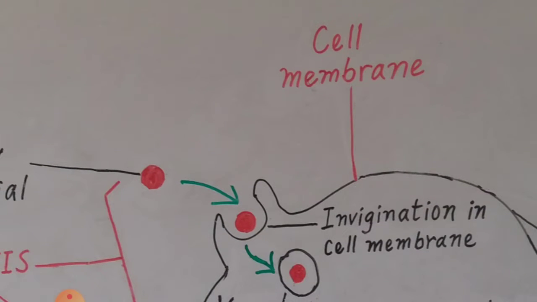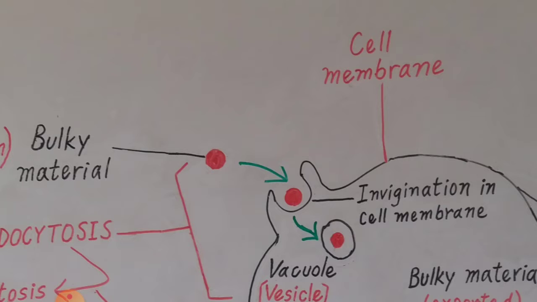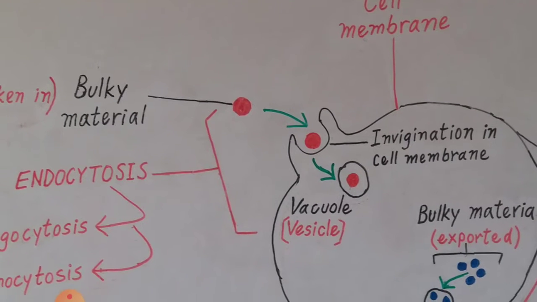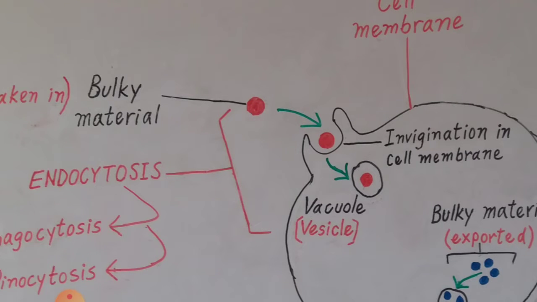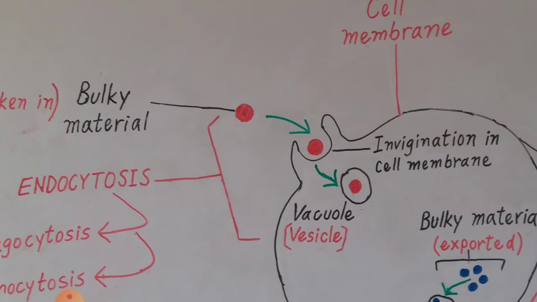See here, the cell membrane is invaginated in the area where the bulky material is to be taken in. Cell membrane is invaginated or enfolds where the bulky material is being taken in the cell. So the bulky material is taken in the cell in the form of a vacuole, and some part of the cell membrane covers around the bulky material, and a vacuole or food vacuole is formed. That is also called a vesicle.